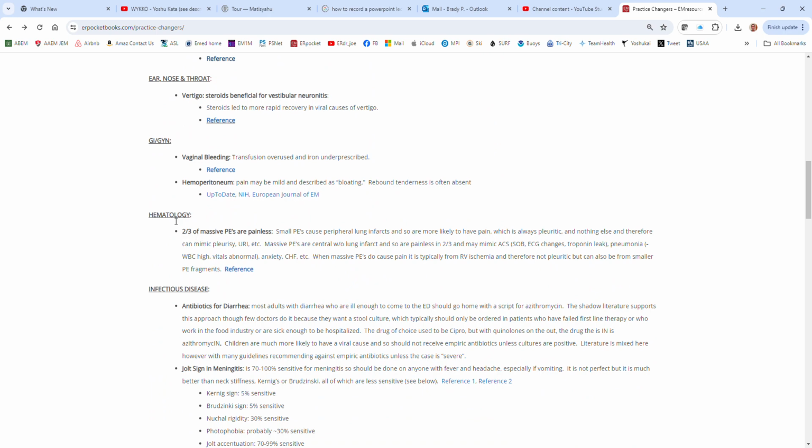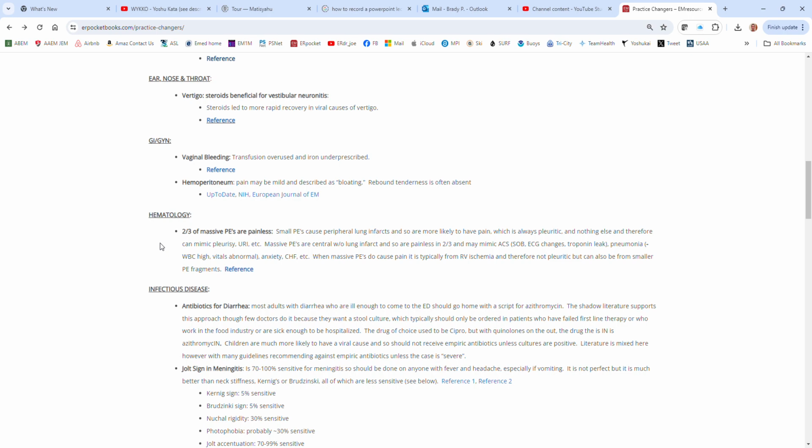Hematology. I've been teaching this for a long time. I think it's super important to realize that probably about 20% of PEs are painless, and counterintuitively, those are the larger ones. This study showed 2/3 of massive PEs were painless. The reason is probably that if the clot is lodged centrally, there's collateral circulation, so you don't have any lung infarct. What probably causes the pain in pulmonary embolism is a lung infarct, which is typically a smaller PE. Now, you can have small and big at the same time if it breaks up.